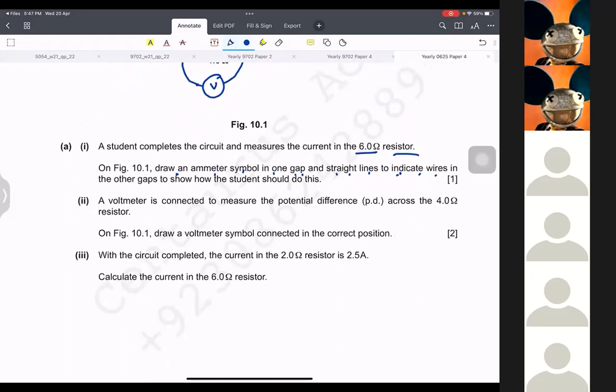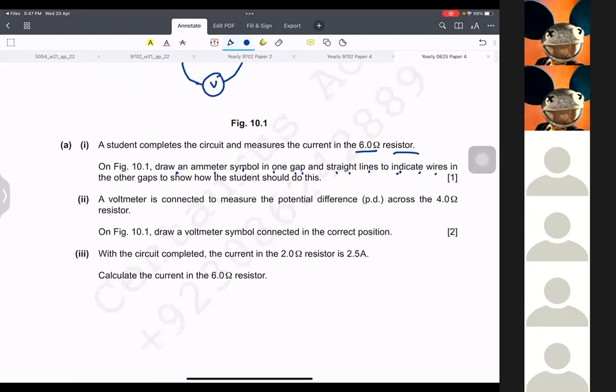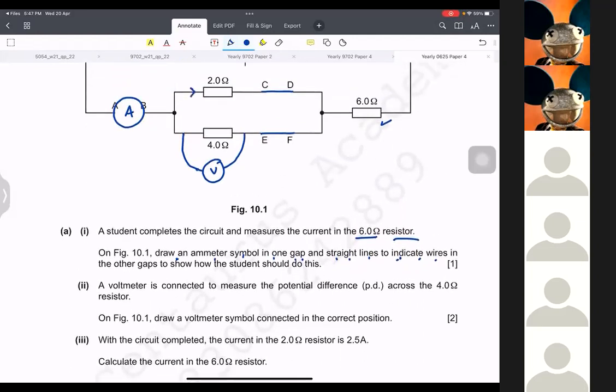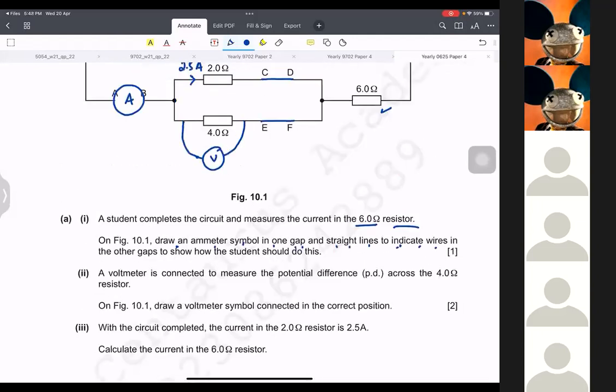All right. Now the circuit is complete. With the circuit completed, the current in the 2 ohm resistor is 2.5 ampere. Now it says calculate the current in the 6 ohm.